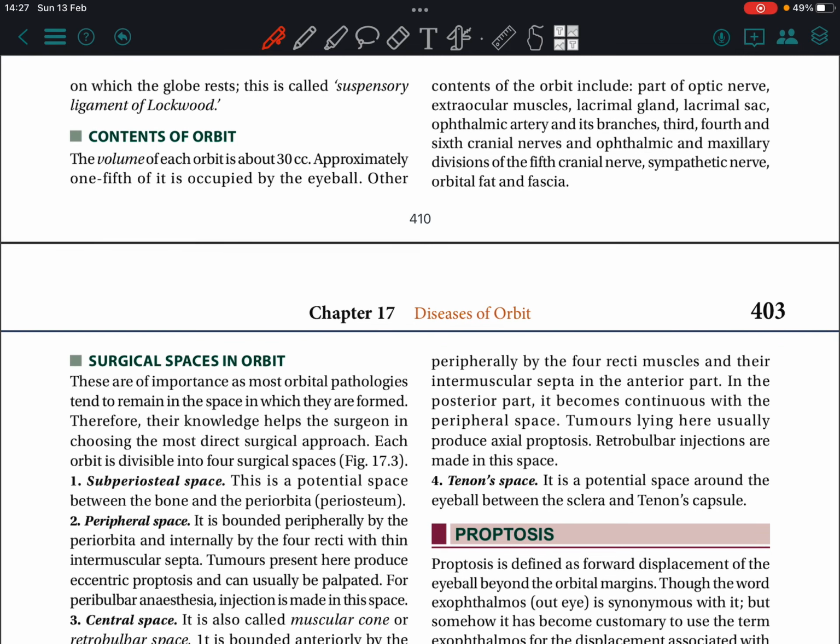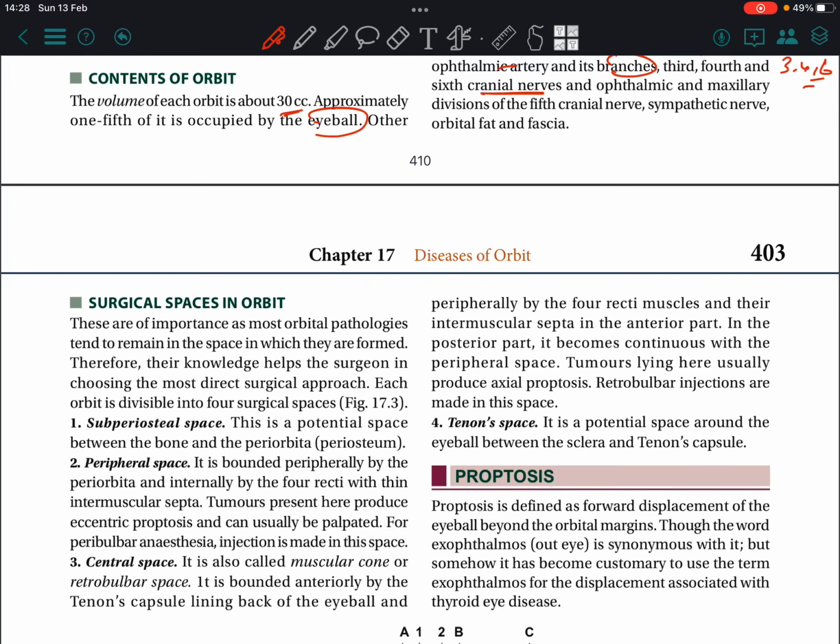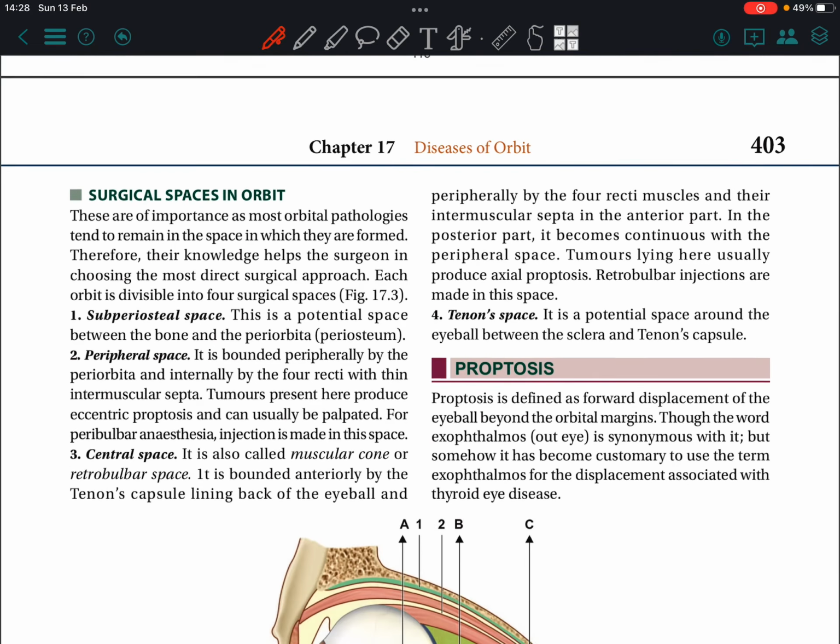Contents of orbit: eyeball, volume of orbit is 30 cc, optic nerve, lacrimal sac, extraocular muscle, ophthalmic artery, its branches, 3rd, 4th and 6th cranial nerve, ophthalmic and maxillary division of 5th cranial nerve, sympathetic nerve, orbital fat and fascia.